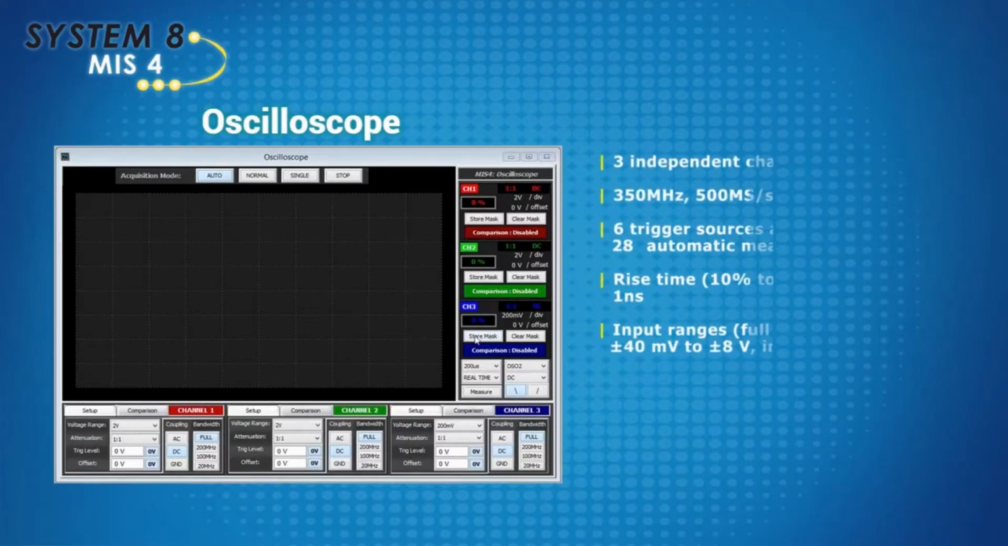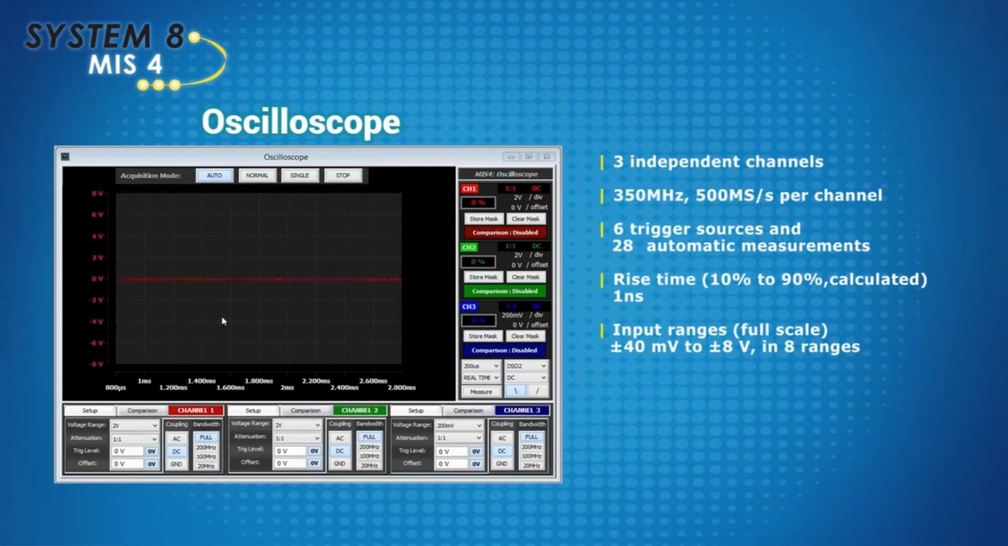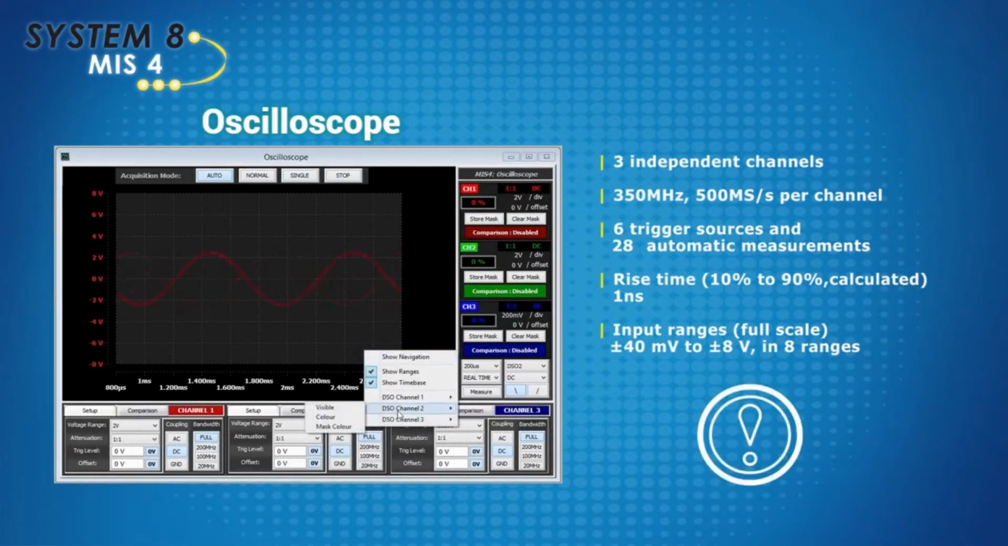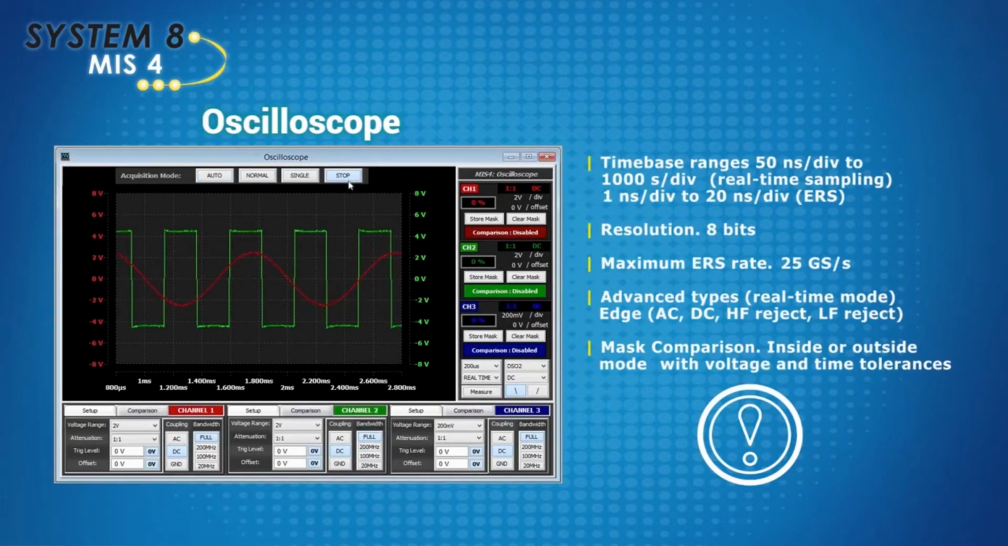The fully featured oscilloscope provides 3 independent channels, all sampling simultaneously at a maximum of 500 megasamples per second, with a signal bandwidth of 350 megahertz. Most other digital oscilloscopes share their sampling between channels, slowing down the effective sample rate. Not the MIS4, however, and 6 trigger sources are available, as well as 28 automatic measurements.